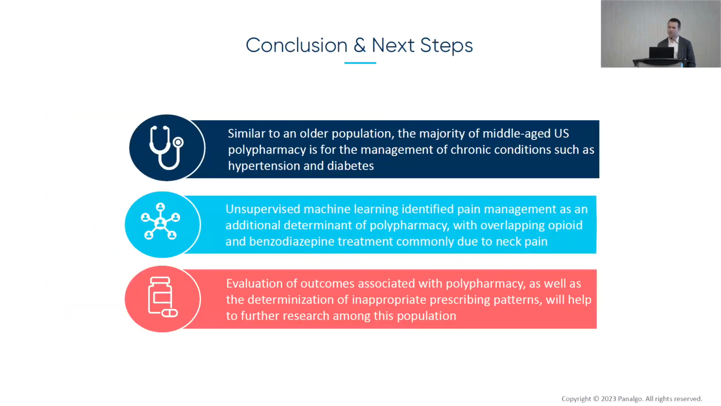But what we're able to at least articulate at this point was that close to a third of patients of the middle age are similar to what we're seeing in an older population, with chronic conditions that are being managed, such as hypertension and diabetes, with long-term care. But we're also seeing a subset of pain management with patients being co-prescribed benzodiazepines as well as opioids, and commonly, at least in this group, with a diagnosis of neck pain.